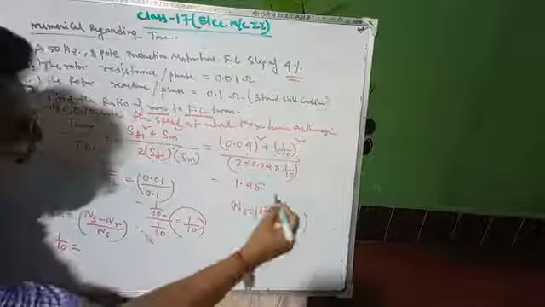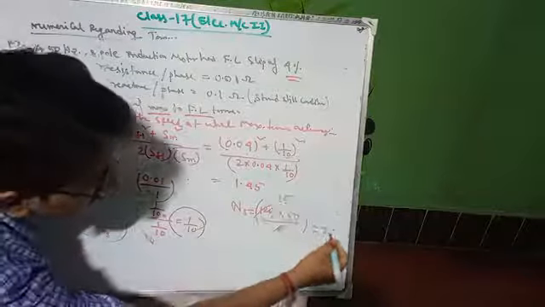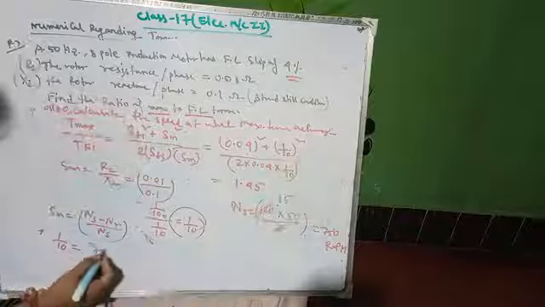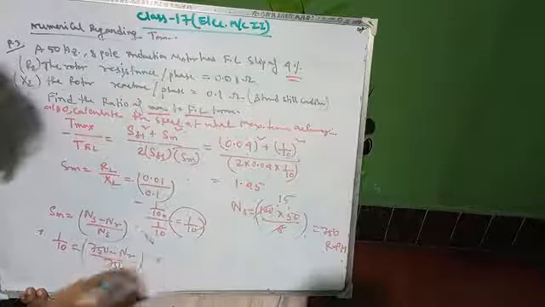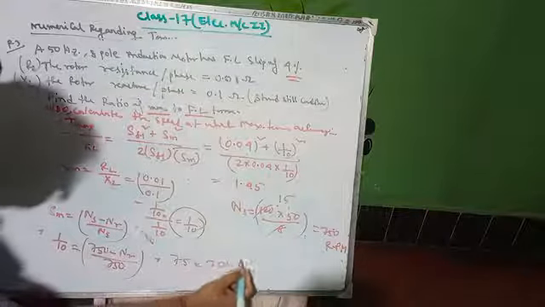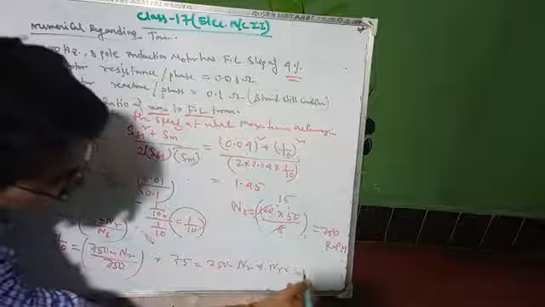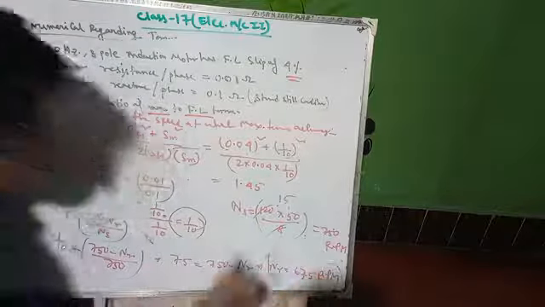So it will equal how much? That will be 750 RPM, right? So (750 minus Nr) by 750. From here you can calculate 750 by 10, that will be 75, equals 750 minus Nr. So Nr equals 750 minus 75, that will be 675 RPM. Okay, so Nr equals 675 RPM.